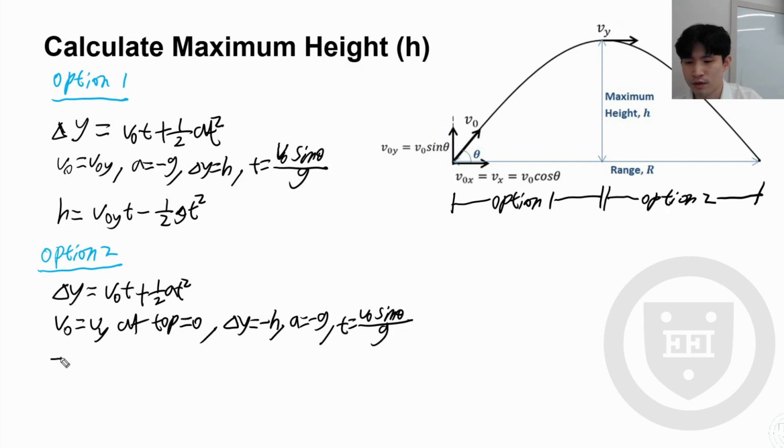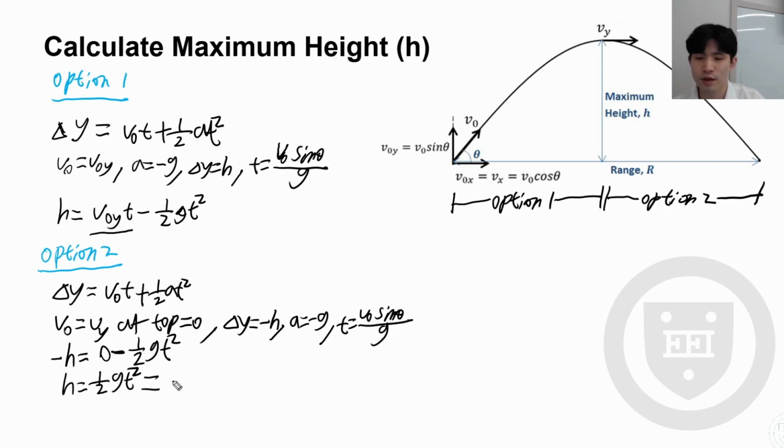So if you plug in these values, minus h is equal to 0 minus 1 over 2 g t squared. So h is just 1 over 2 g t squared. As you can see in option 2, you don't have the v naught y t term here, so the calculation is much simpler. That's why I prefer option 2.